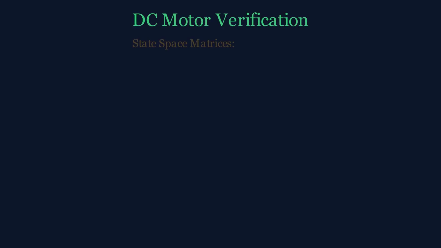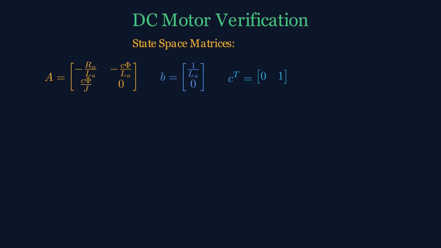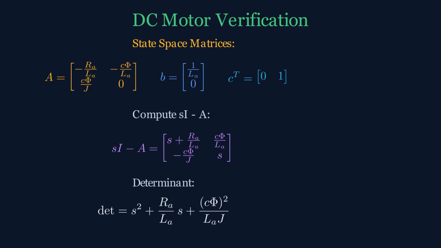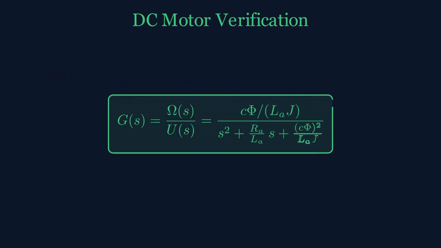Let us verify this formula with the DC motor. Recall from lesson 15, A has minus Ra over La and minus C phi f over La in the first row, C phi f over J and 0 in the second row. B is 1 over La and 0. C transpose is 0 and 1. D is 0. Computing sI minus A, we get s plus Ra over La and C phi f over La in the first row, minus C phi f over J and s in the second row.